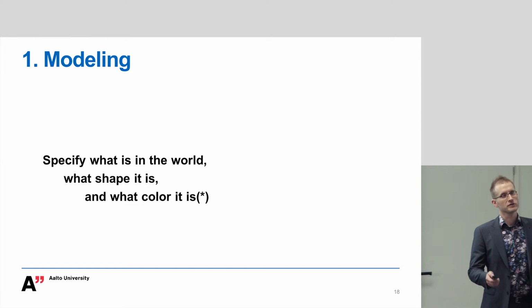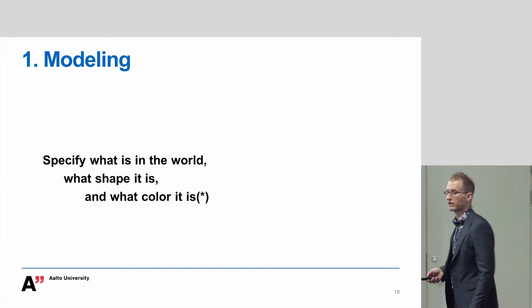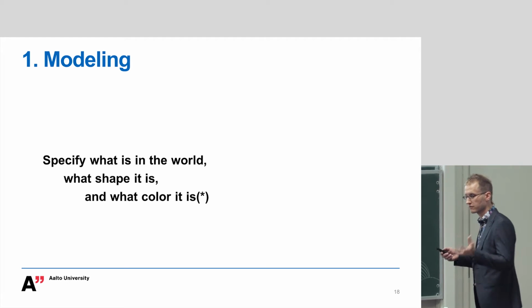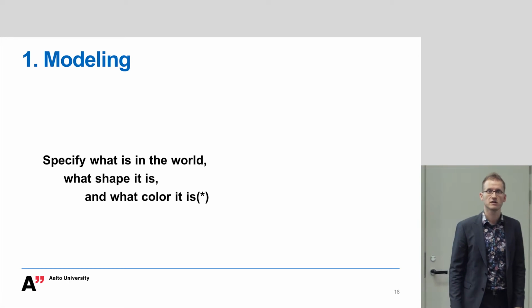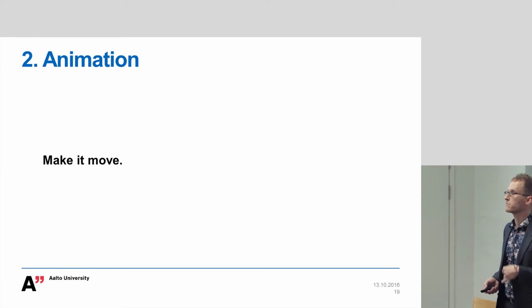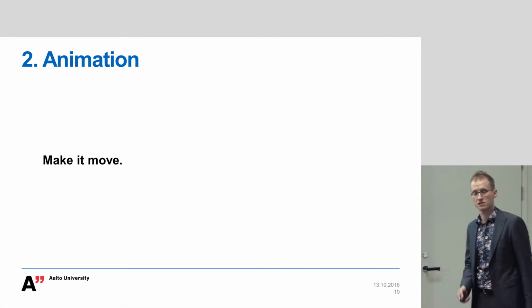So how do we actually do this? Well, first, in order to draw a synthetic picture, we have to specify what's in the world. We have to model it and say what shape it is and roughly what color it is. I'll come back to that later. And because static scenes are not super interesting, we also need to animate that scene, either by hand, or by capturing movements from real actors, or by physical simulation.